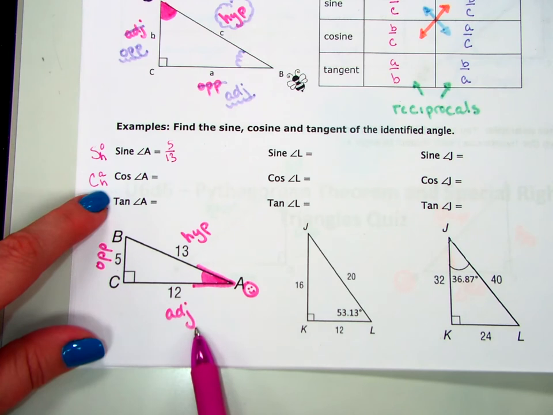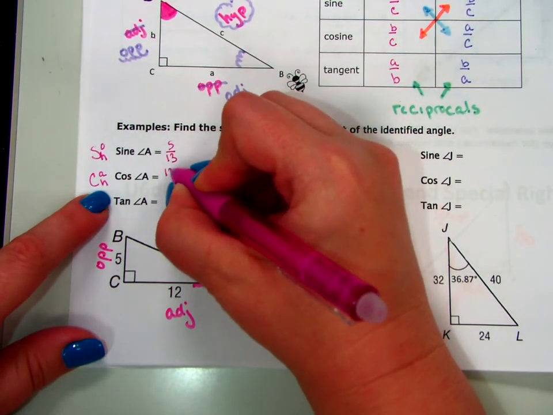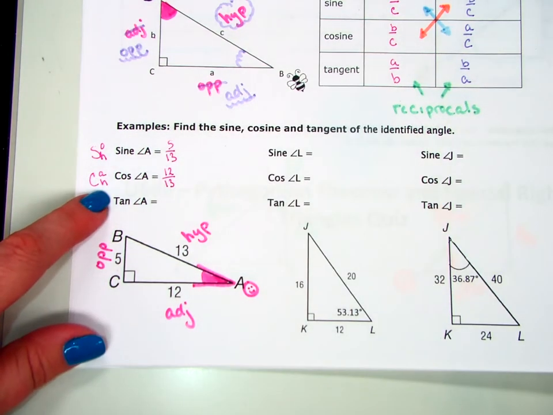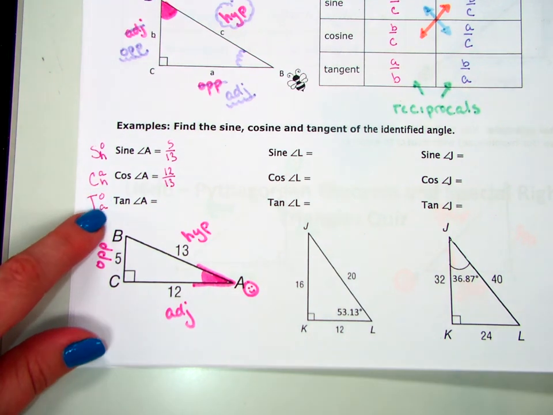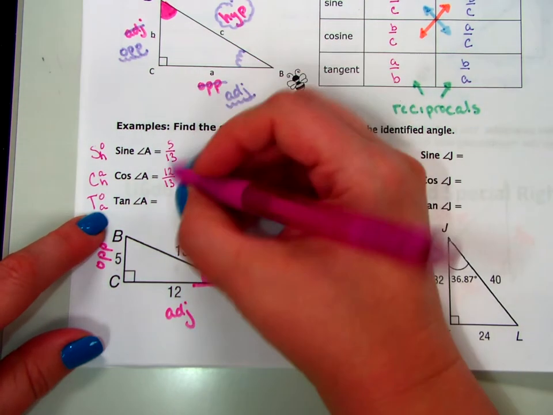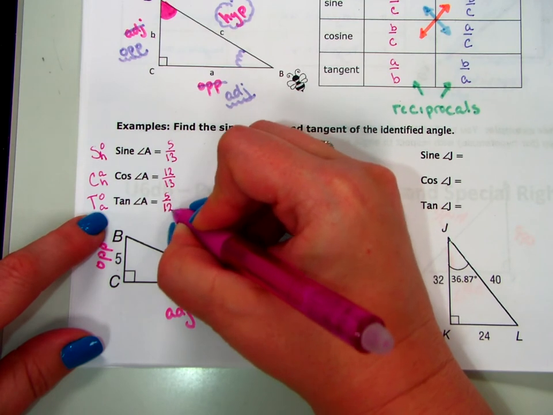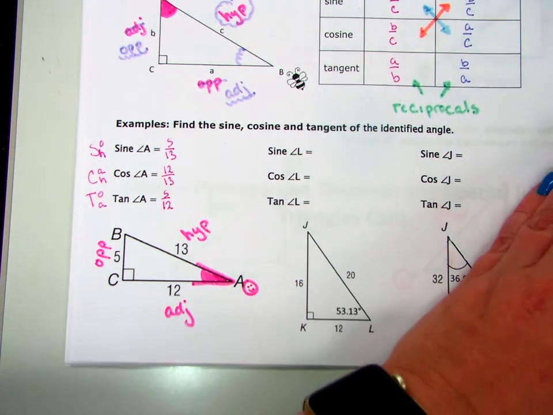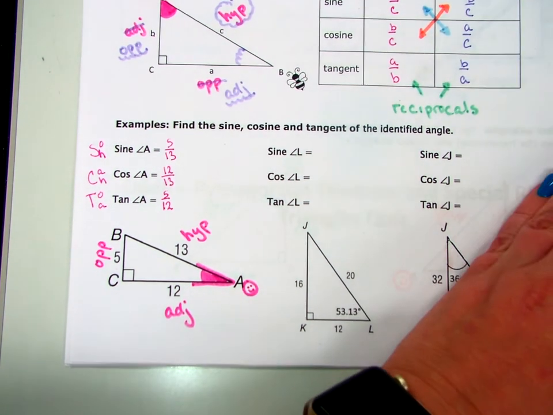My cosine, CAH, adjacent over hypotenuse. What's my adjacent? 12. What's the hypotenuse? Does that reduce? No. 12 over 13 does not reduce. Tangent is opposite over adjacent. What's my opposite? 5. What's the adjacent? 12. Does that reduce, 5 over 12? No. So those are my ratios, sine, cosine, and tangent from angle A. That's it. That's all you've got to do.